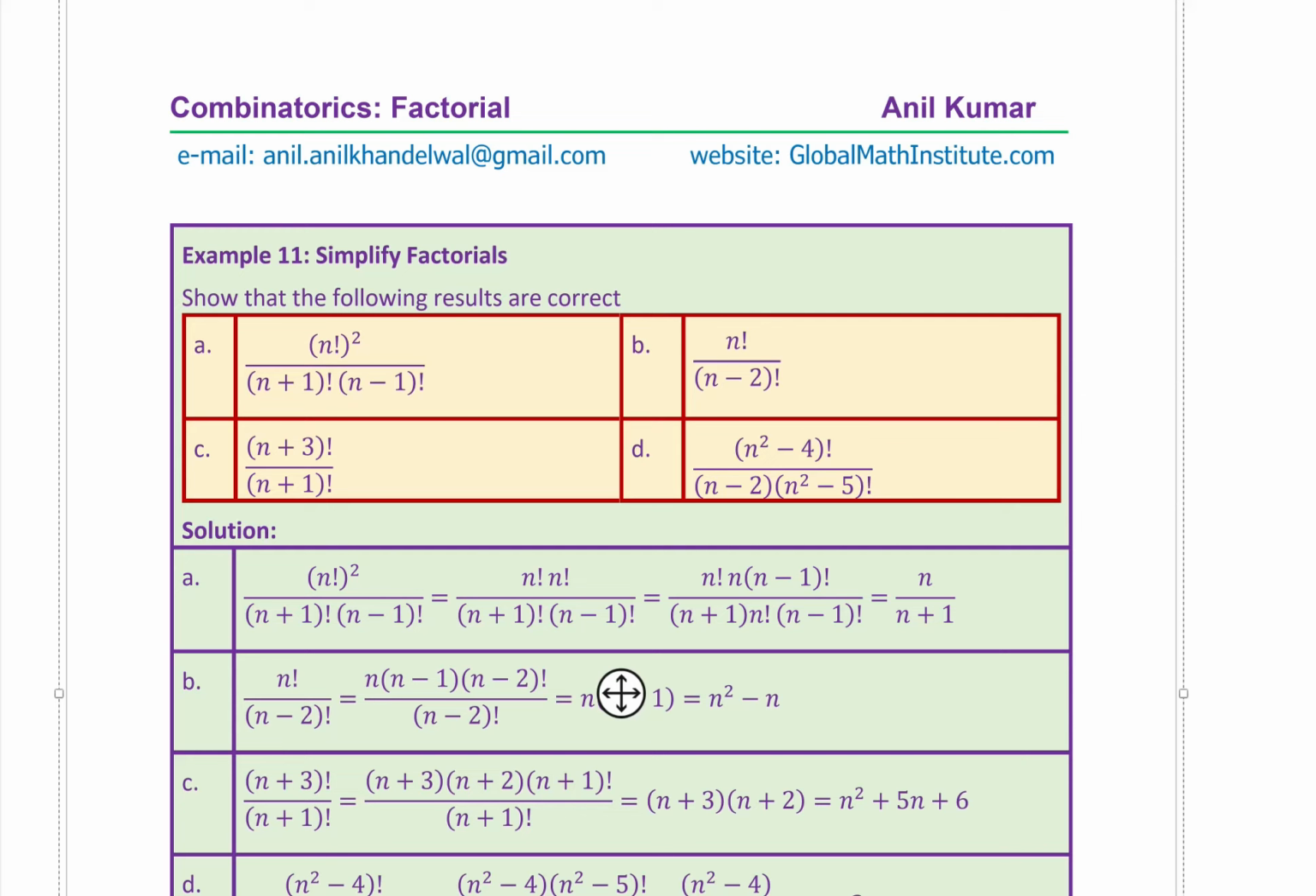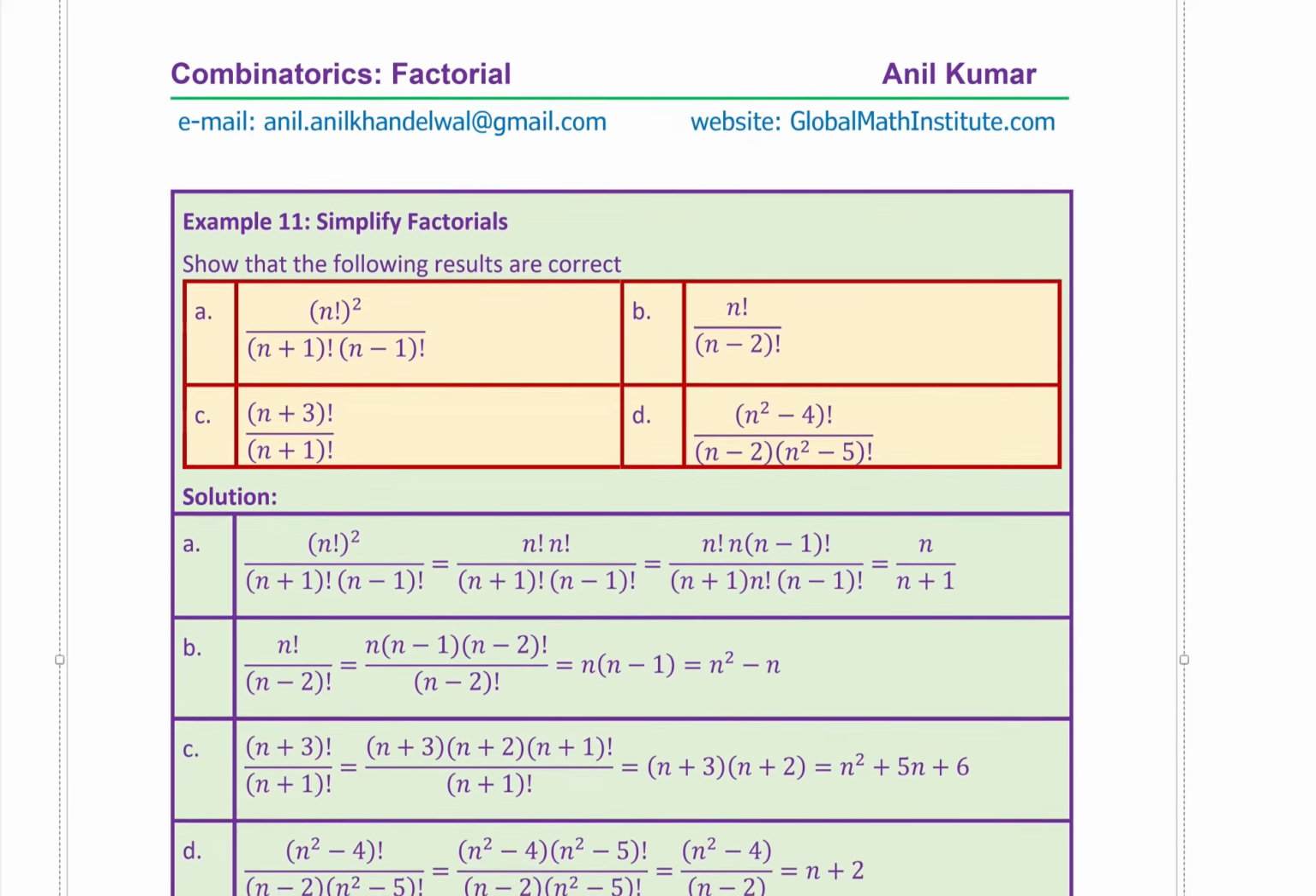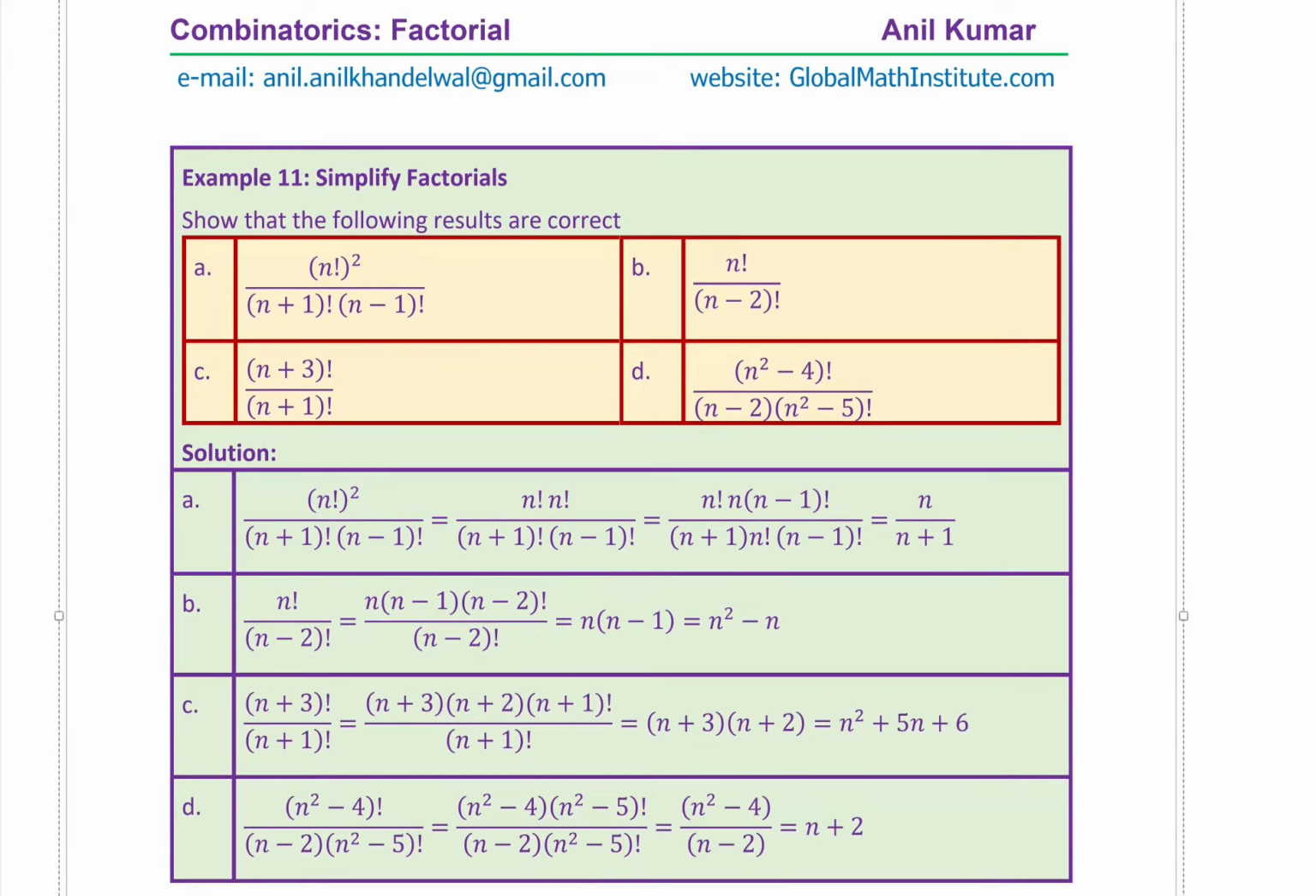Oh my God, there are so many examples on this particular page to do. I'd like you to pause the video at this stage and answer some of these yourself. One more thing: these are very important questions. Make a note of these and use them as rules. So here, example 11, simplify factorials. Show that the following results are correct.